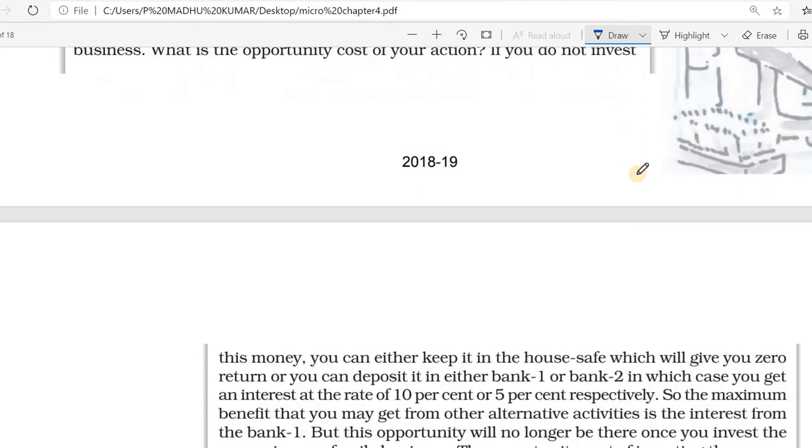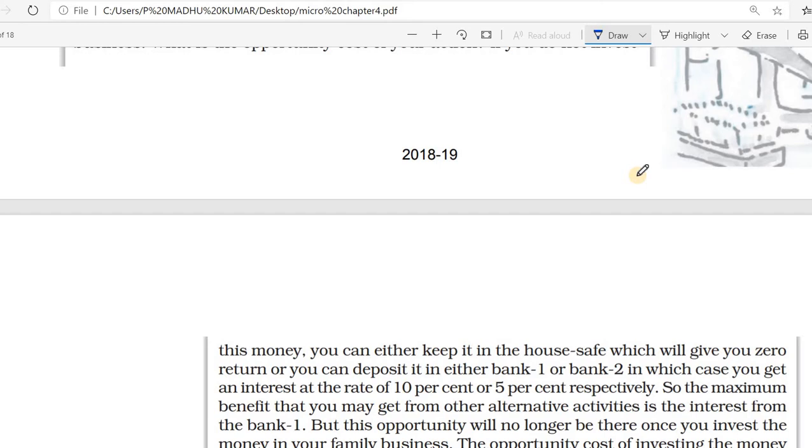If you do not invest this money, what can you do? Either you can keep it safe in your house, in your locker, which will give you zero return, meaning you will not get any income from it. Otherwise, you can keep it in your bank, in which case you will get interest of 10% or 5%.